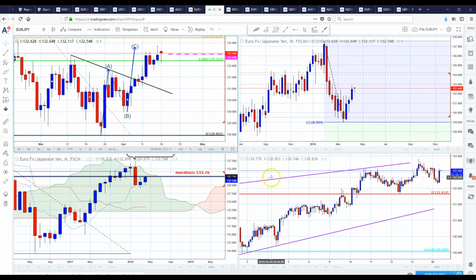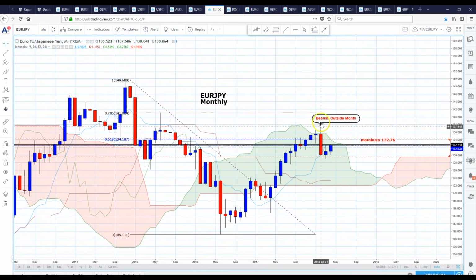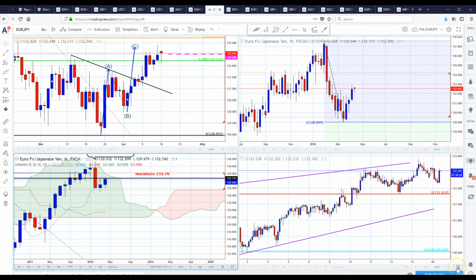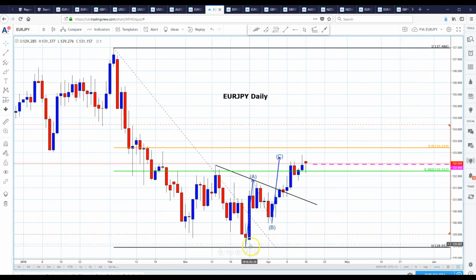Euro yen, this was our trade of the week last week. Breaking down time frames, bearish outside month posted in February. Marubozu level at 132.76. That's been capped in Friday's trading. And if we break down to the daily chart, we can actually see here an A, B, C, D formation lining up pretty well with that 132.76 level.